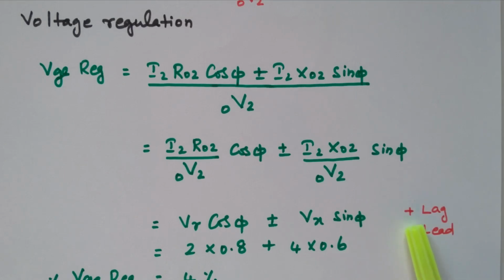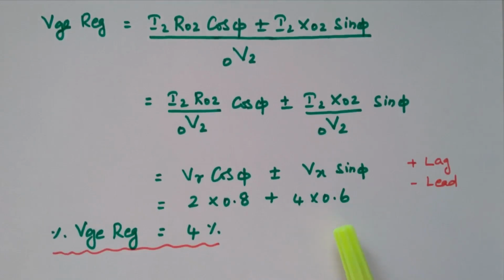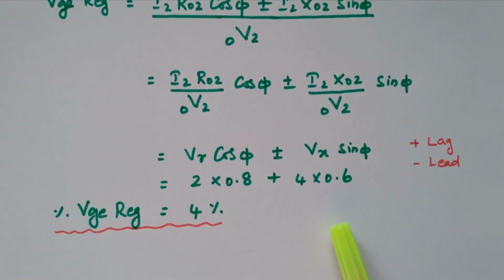The plus is for lagging power factor, minus for leading power factor. In this problem it is given as lagging, so we can take the plus symbol. So 2, the resistance drop, into 0.8, cos phi is 0.8, plus for lagging. Vx, the reactance drop, is 4 and the sin phi value is 0.6. So by simplifying this we got 4%. The voltage regulation for the given problem is 4%.